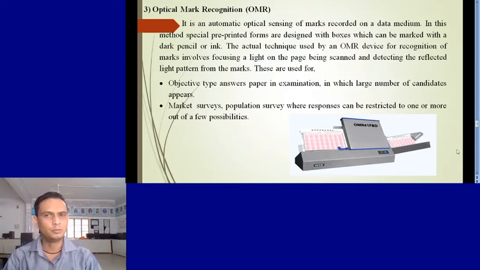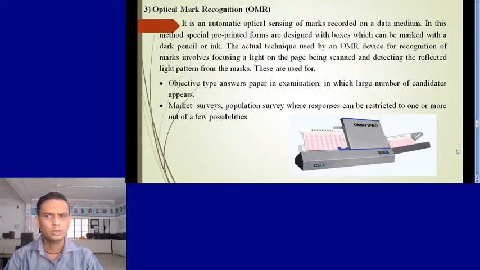It is an automatic optical sensing of marks recorded on a data medium. In this method, special pre-printed forms are used. We already know the OMR sheet. We see the OMR sheet in examinations, just like your 12th examination or any competitive examination. We get an OMR sheet, or option-based type of examination uses the OMR sheet.